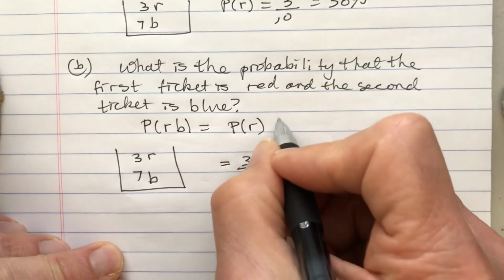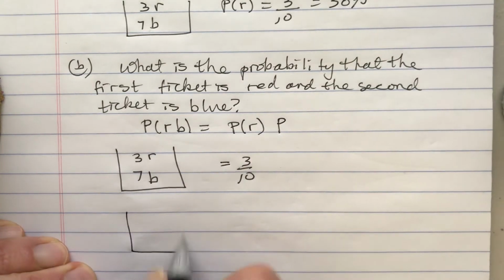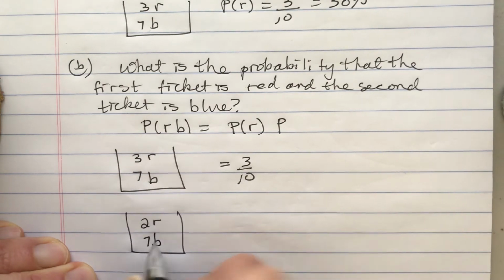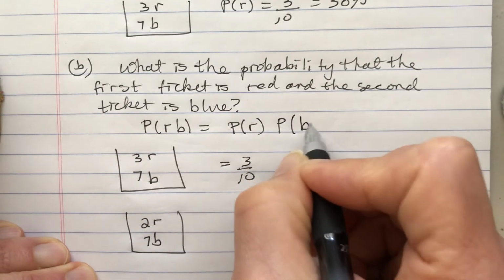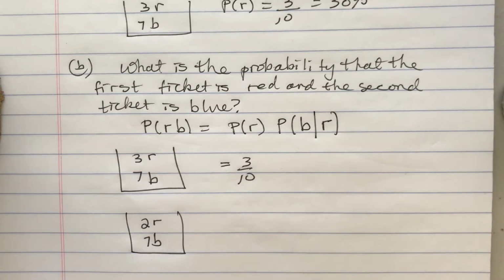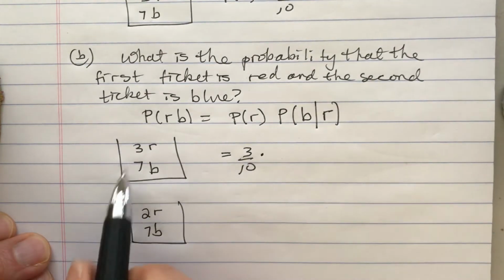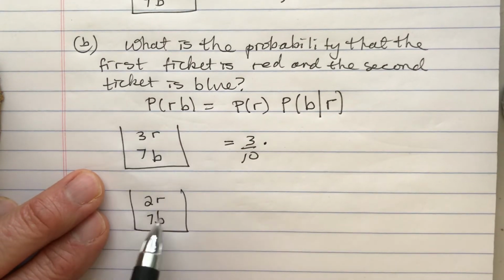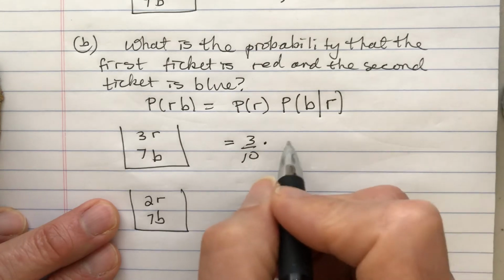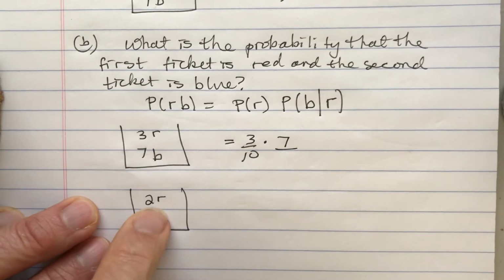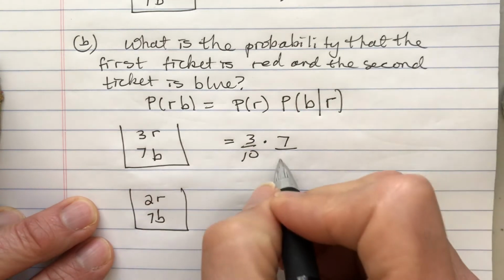But then you don't put that back in the box. If you got a red, you don't put the red back. And now we're asking, what's the probability of blue, given that you got a red the first time around? So 3/10 of the time you're going to get a red, and then out of those 3/10, how many times will you get a blue? 7 out of, well, we're assuming that we don't have that red anymore. You only have 2 reds, so it's going to be 7 out of 9.